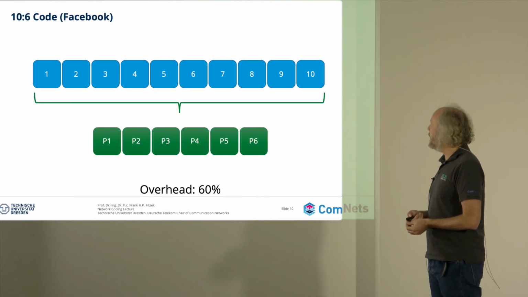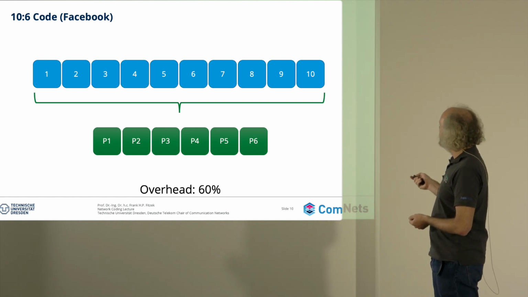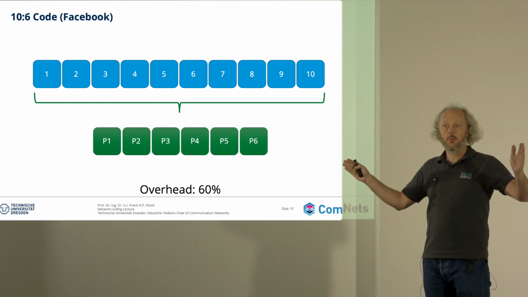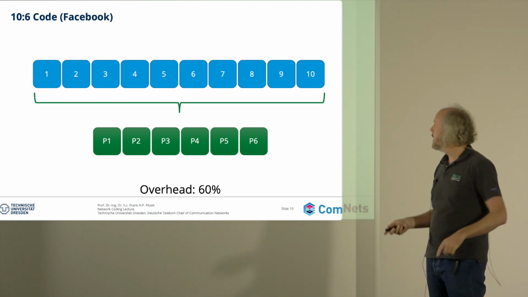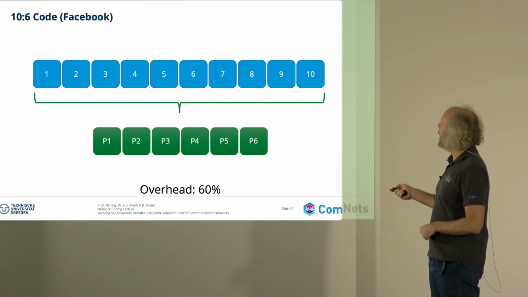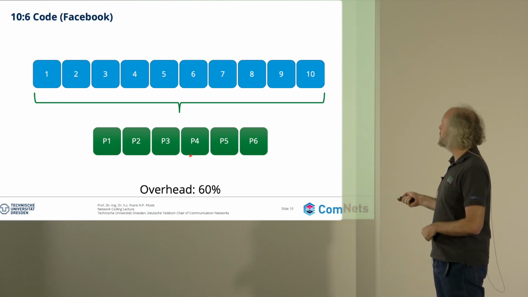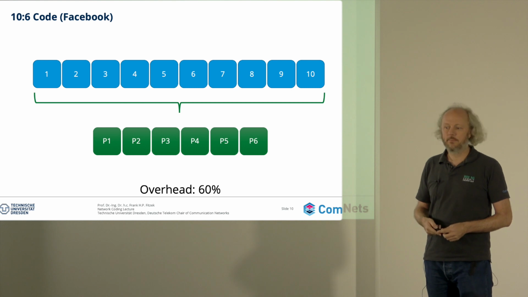And the other thing you can do is make a code out of it. You leave your 10 chunks over here in a systematic way, so no coding, they're untouched, and then you come up with, let's say, 6 redundancy packets over here, right? So you have an overhead of 60%, not 200% as before. And this is called a 10-6 code. Facebook, for example, is using that, right?